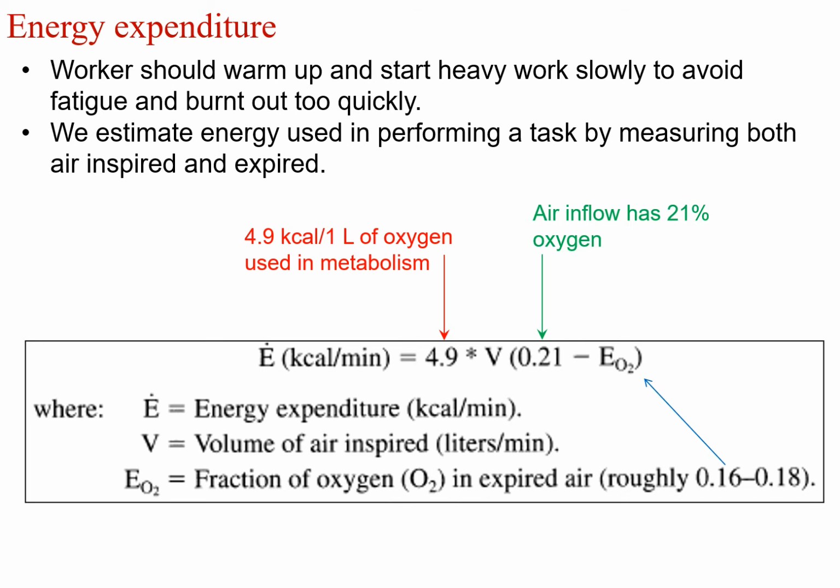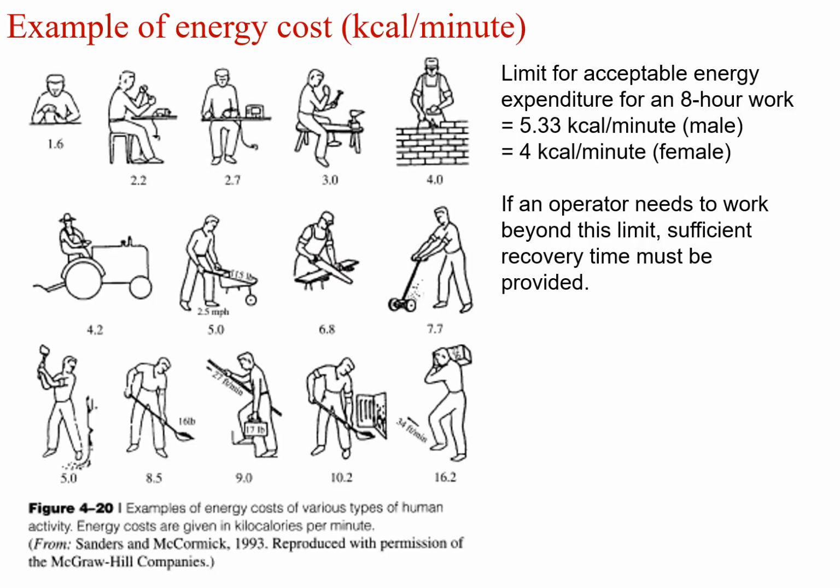So we measure volume of air inhaled V by a special equipment. Typical air inhaled has about 21% oxygen, while the air exhaled has about 16 to 18% of oxygen. This is how we measure energy expended while performing a task. Every activity that we do, including sitting still, will have energy expenditure associated with it. Pictures here show some examples of energy expenditures associated with activities.